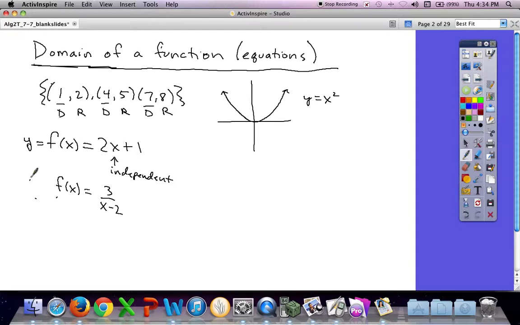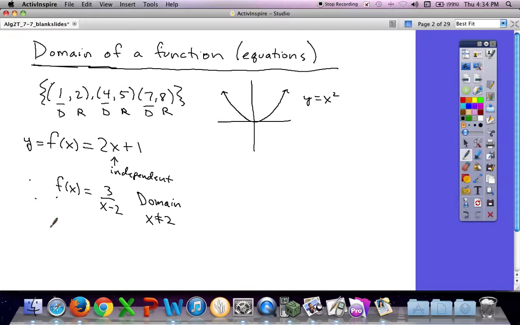So we would say the domain is x does not equal 2. Right? That implies it could be any other number, but it just can't be 2. So that's one situation that we're looking for.